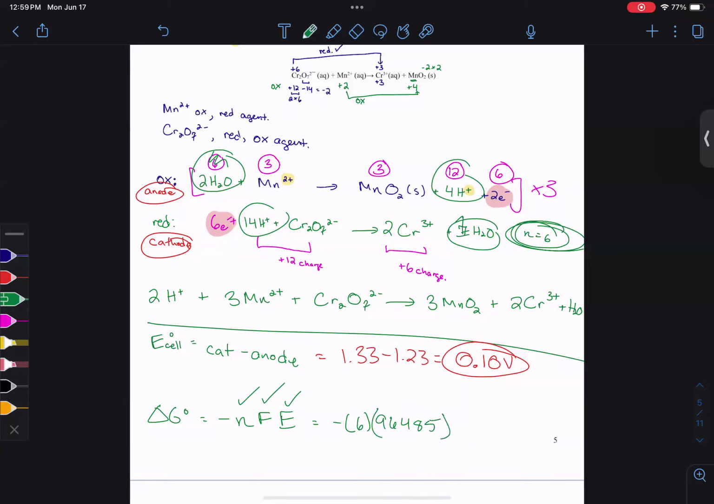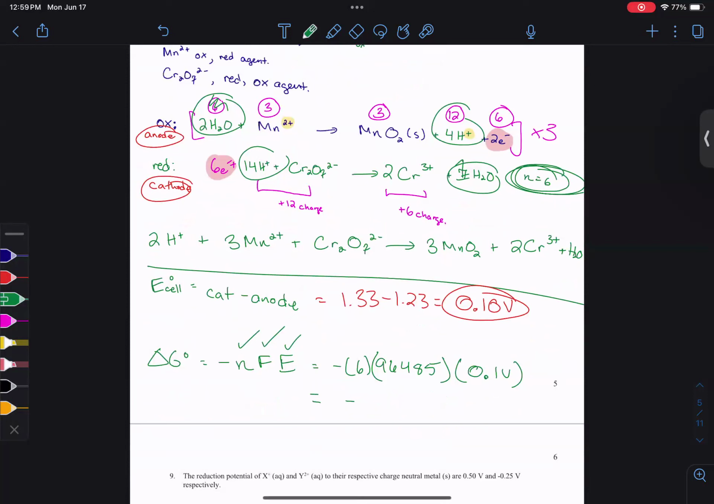96485 coulombs per mole of electrons, and then the voltage we just got, 0.1 volts. You plug all those numbers in, and you do get a unit of a joule out. I didn't actually write the answer in the key, but you guys can multiply stuff, right? Times 0.1. So I get negative 57.9 times 10 to the 3 joules. So this is negative 57.9 kilojoules.